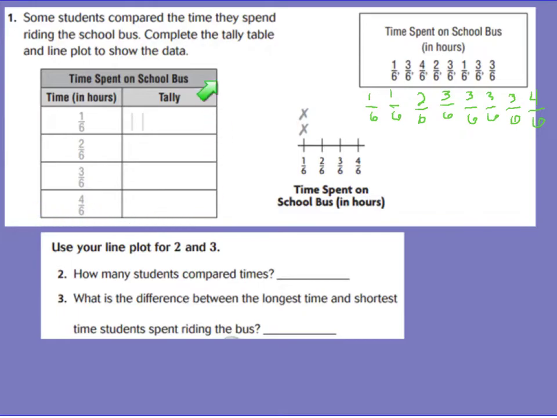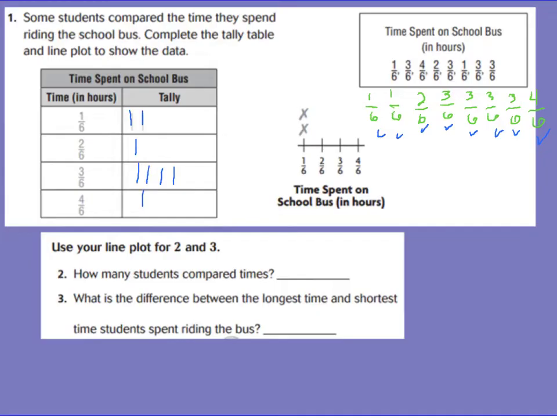So here's my tally table, and notice that each fraction is being represented in the tally table here. And I have to put a tally for however many times that fraction shows up. So 1/6, I have 2 students that spent 1/6 of an hour on riding a school bus. So I have to put 2 tallies. And for 2/6, I only have 1 student that spent 2/6 of an hour on the school bus. 3/6, well, I have 4. 1, 2, 3, 4. So I need 4 tally marks. And 4/6, I only have 1. So I only need 1 tally mark.